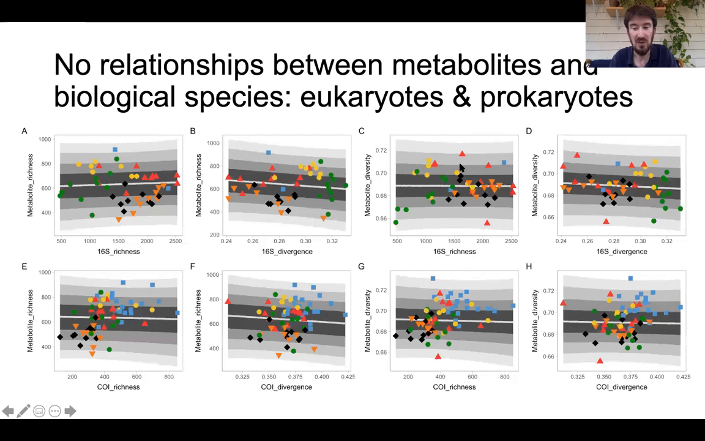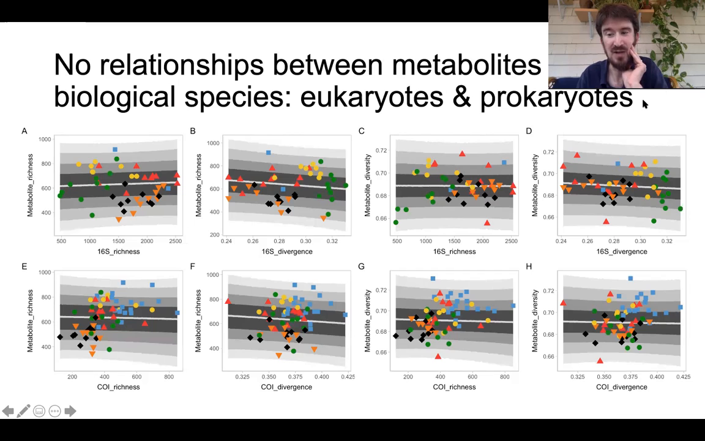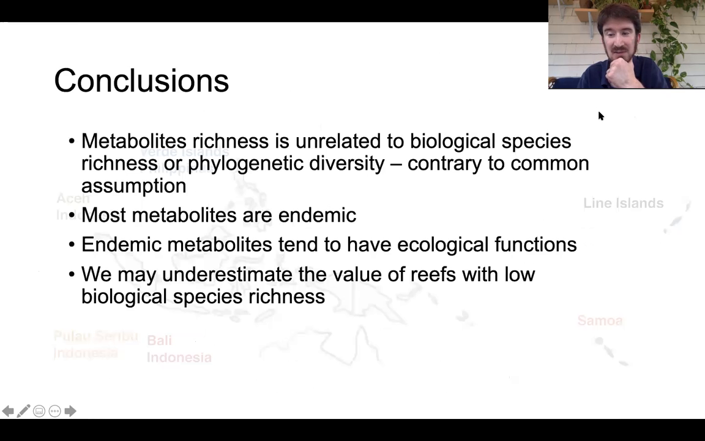So, showing you the data, I am intentionally doing the thing you should never do, which is to throw a million graphs up all at once. And the point I'm doing that to make is that we found no relationships in any case between metabolites and biological species, whether they were eukaryotes or prokaryotes, whether you're looking at richness or structural diversity or phylogenetic diversity. There was just nothing that we could come up with in this context that would predict the richness of metabolites or the structural diversity of metabolites. And that was quite surprising.